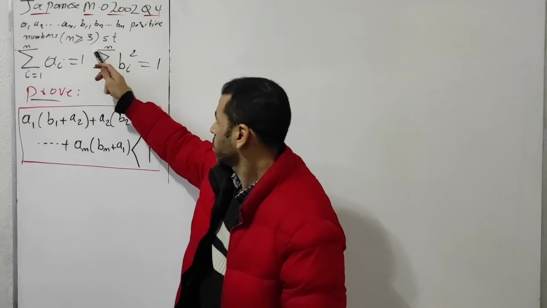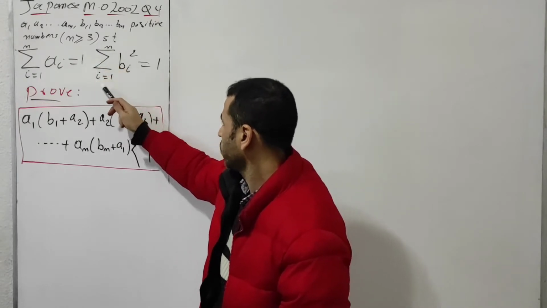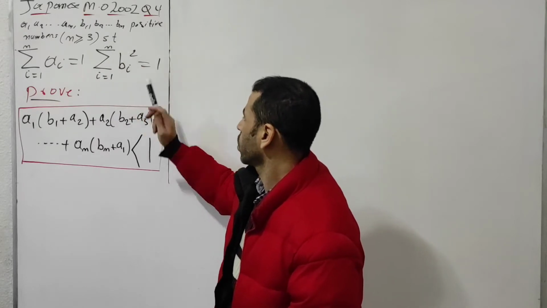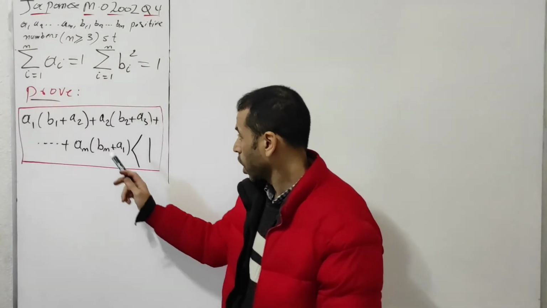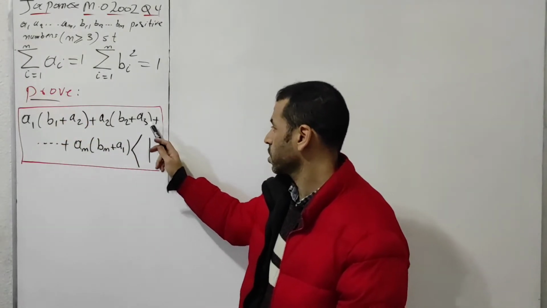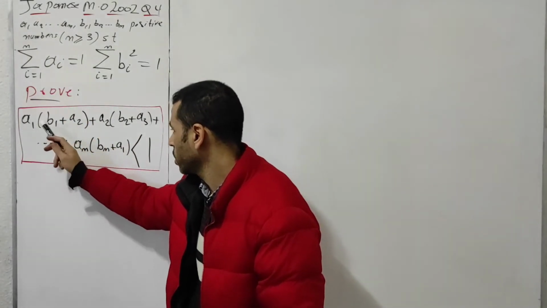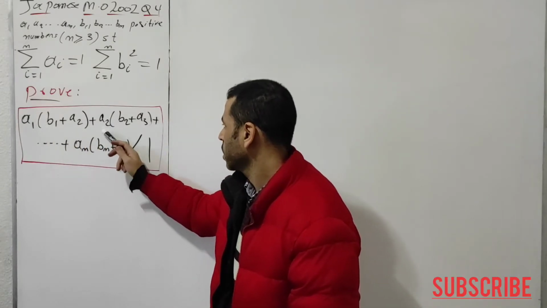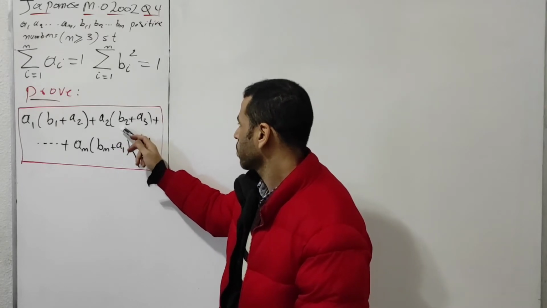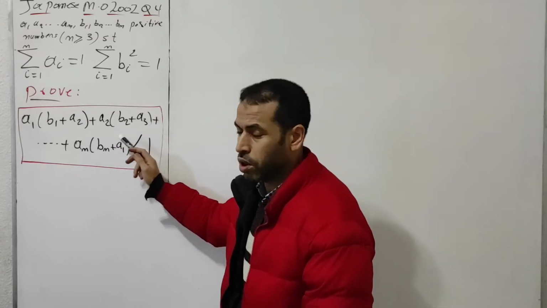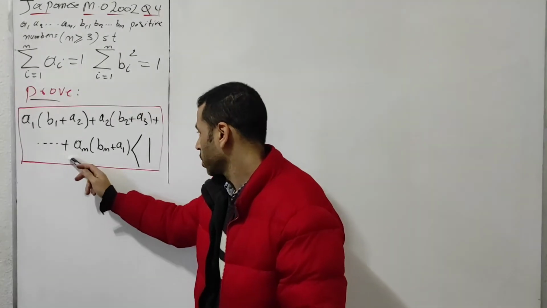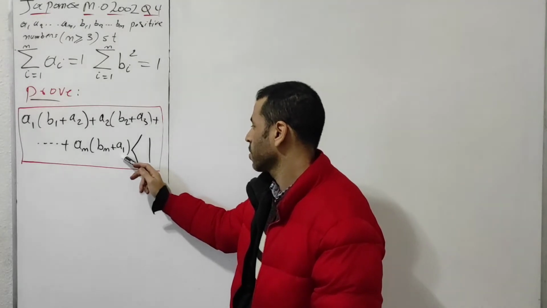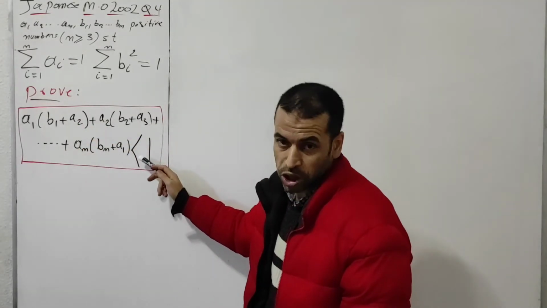Second condition: the sum as i goes from 1 to n of b_i squared equals 1. Our goal is to prove that the sum a_1 b_1 + a_2 b_2 + a_3 b_3 and so on until the last term, a_n b_n + a_1, is strictly less than 1.